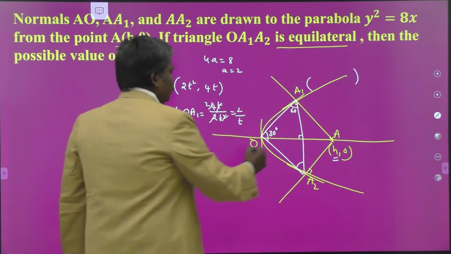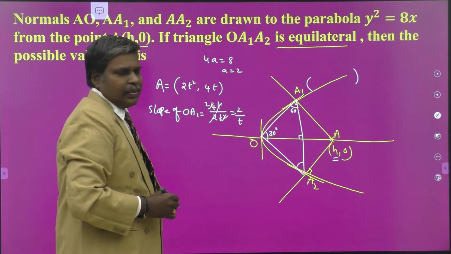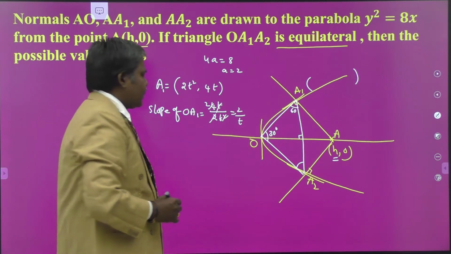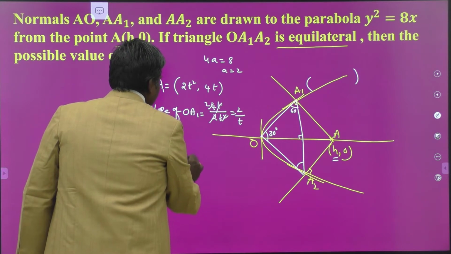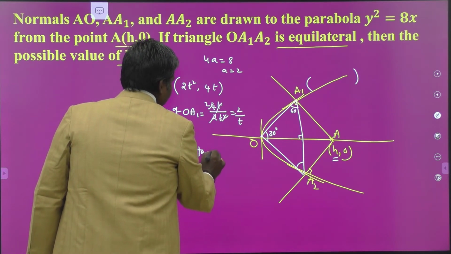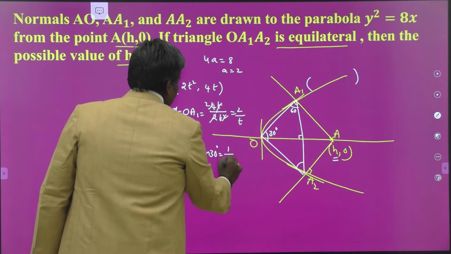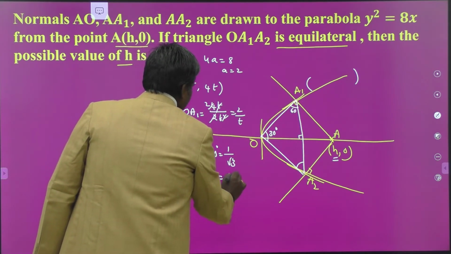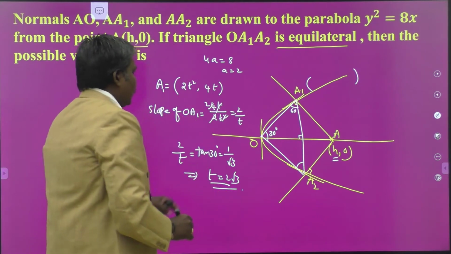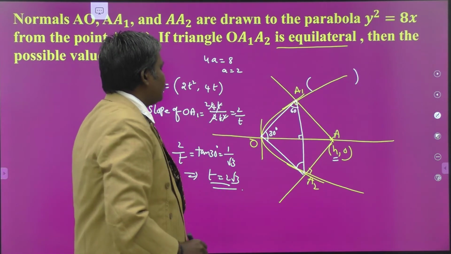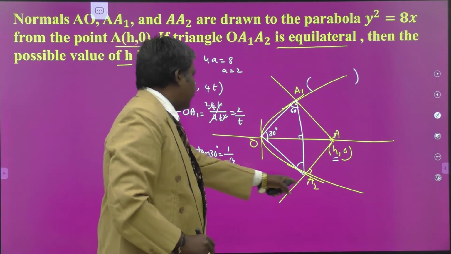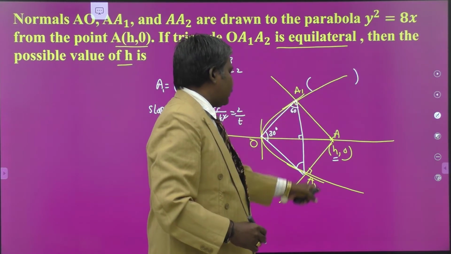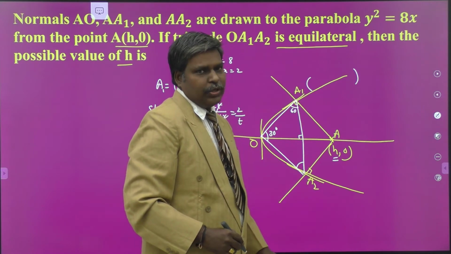But it is equivalent to tan 30 degrees. Am I correct or not? This is the line that makes angle 30 degrees with the positive direction of the x-axis. So 2 by t is equal to tan 30. What is tan 30? 1 by root 3. Implies t is equal to 2 root 3. So we have the value of t equal to 2 root 3.